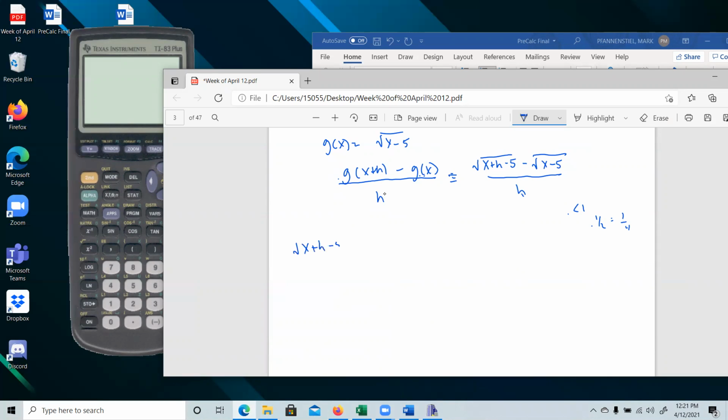All right, square root of x plus h minus 5. So how do we get rid of the square root? Well, there's something called a conjugate. So we're going to multiply by 1. And the one we're going to look at looks like this.